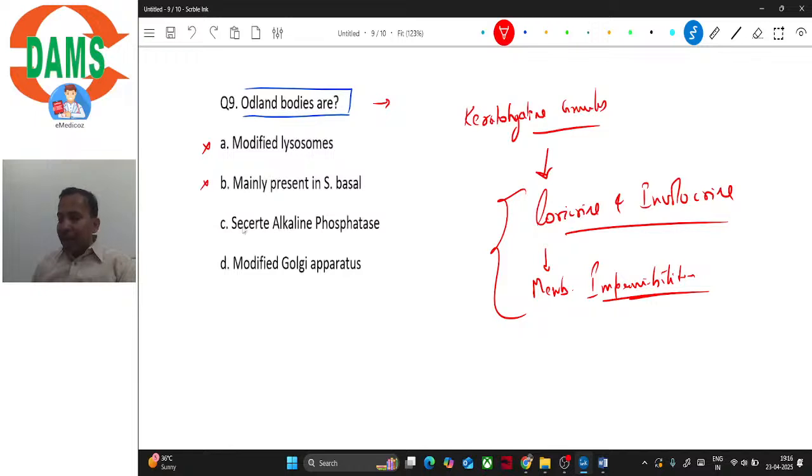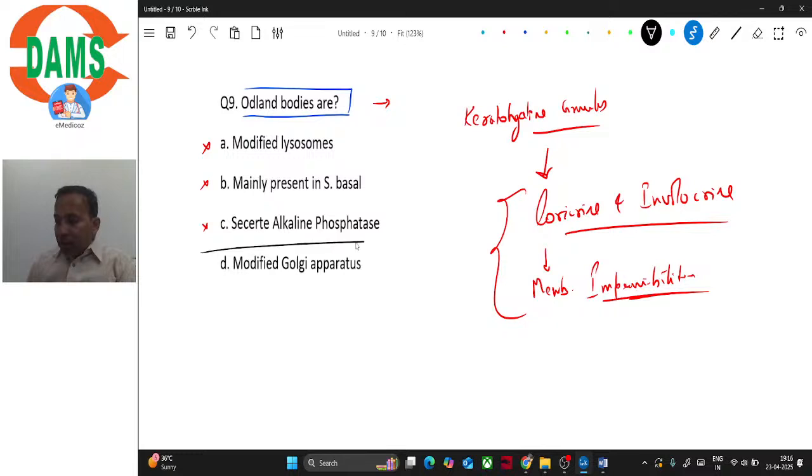Option C, secrete alkaline phosphatase. Now they do not participate in mineralization, isn't it? So that's why alkaline phosphatase does not have anything to do with them. So option C is also ruled out. Option D, modified Golgi apparatus. Now they are derived from Golgi apparatus, and they also have a secretory function. So we can say for that matter that they are modified Golgi apparatus, and hence option D here would be the correct answer. Is it clear?